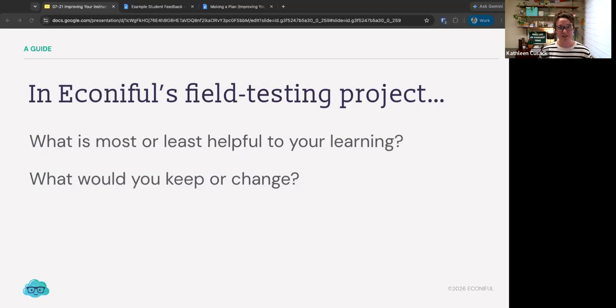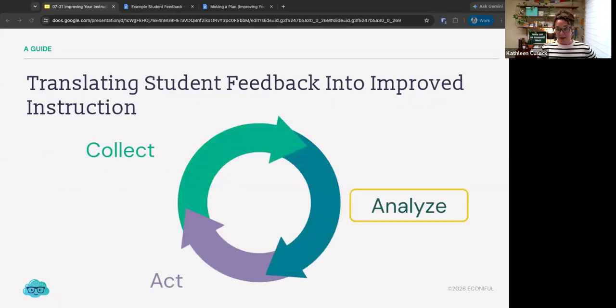But these are two of the questions that we posed to our student focus group. What was most or least helpful? What would you keep or change? So I was asking the students these questions, and then Megan was very kindly transcribing the responses. So we had all of their thoughts on this. And now that we had our data, the transcript of the student responses, we were ready to analyze it.